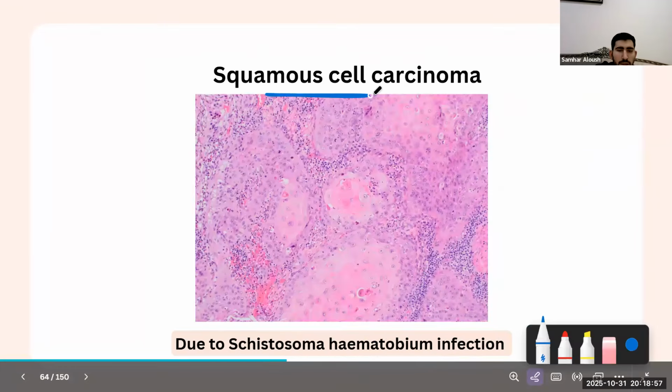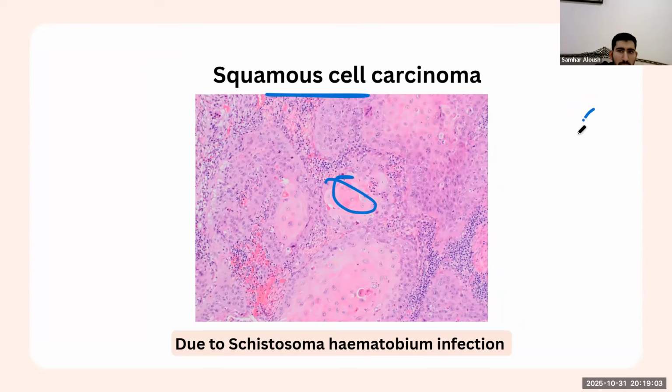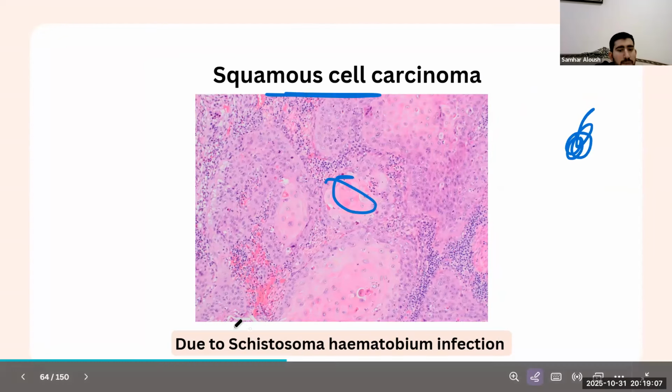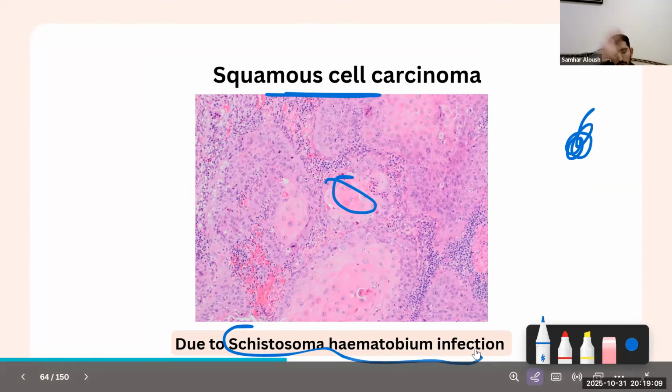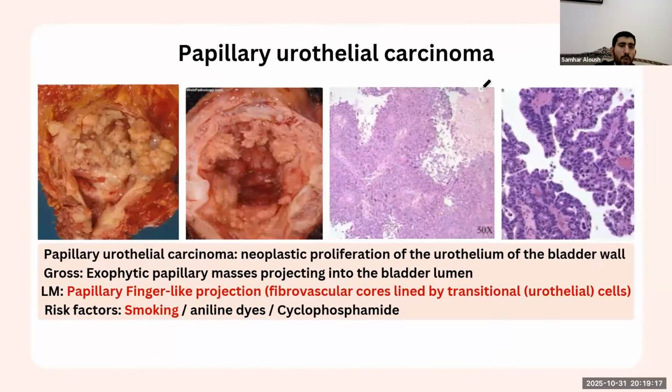ثاني نوع سكويمس سيل كارسينوما. هلا I don't want to go through سكويمس سيل كارسينوما how it looks، بس يعني هي فيها هذول الكيراتين بيرلز اللي هو هيك شكلهم. كيراتين بيرلز خلص فورا بتعرف سكويمس سيل كارسينوما. ليش بتصير؟ شيستوسوما هيماتوبيوم انفكشن. we'll go through it في المايكرو، بس I just want you to know انه شيستوسوما infection if it affected the bladder it will lead to squamous cell carcinoma. وهلا اهم كانسر في البلادر، قلنا البلادر is lined by transitional epithelium او urothelium.